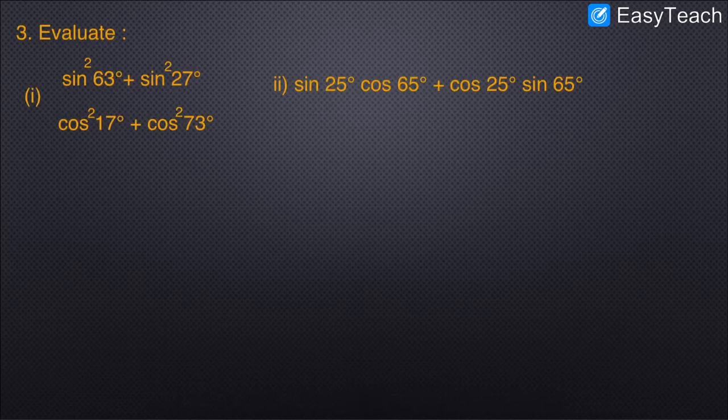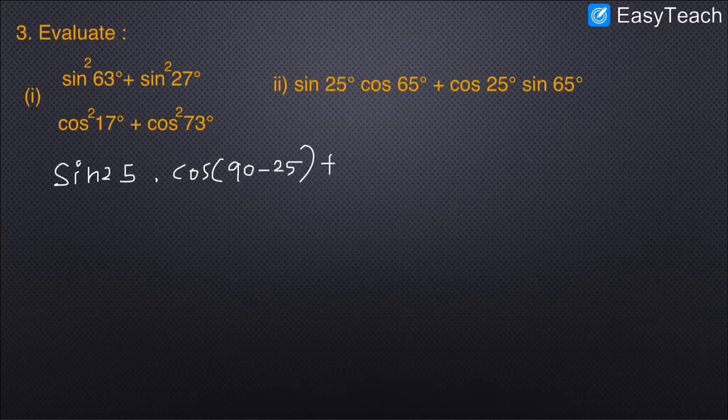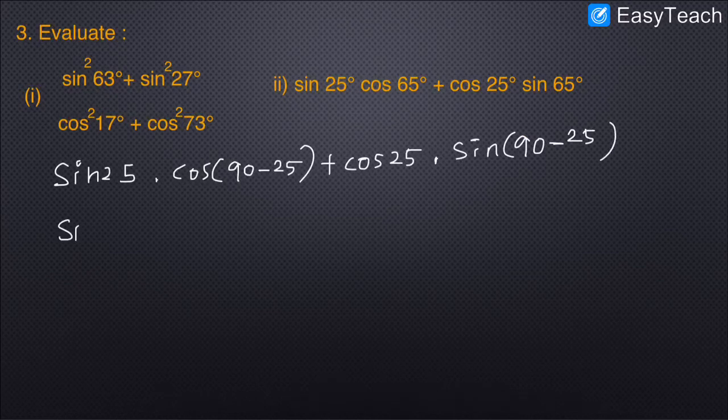So I am going to keep the first term, I write the sin as it is. So sin 25. For cos 65 I am going to write cos 90 minus 25. It will give me sin 25, right? I will write it later. So next, here cos 25. For sin 65, I write sin 90 minus 25.